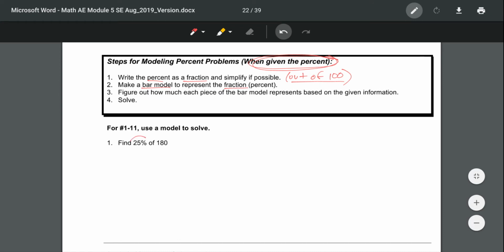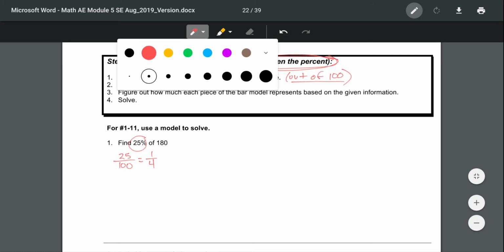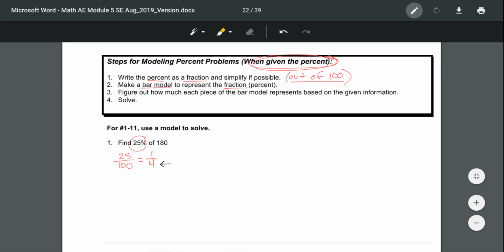So first you're going to take 25% and write it as a fraction, so 25 out of 100, and that reduces to 1/4. So what you're going to do is take your bar model and break it into 4 total parts. The denominator tells you that you want a total of 4 parts. So sketch your bar model, which is a rectangle, and break it into 4 parts.